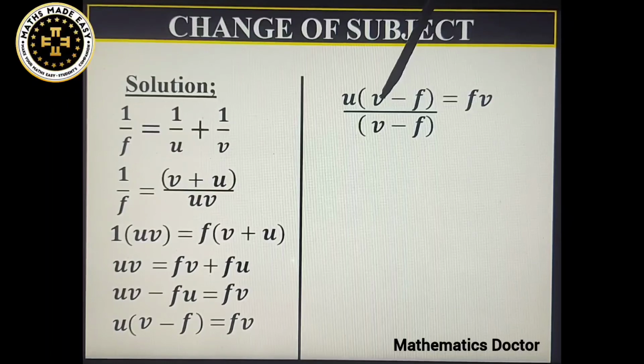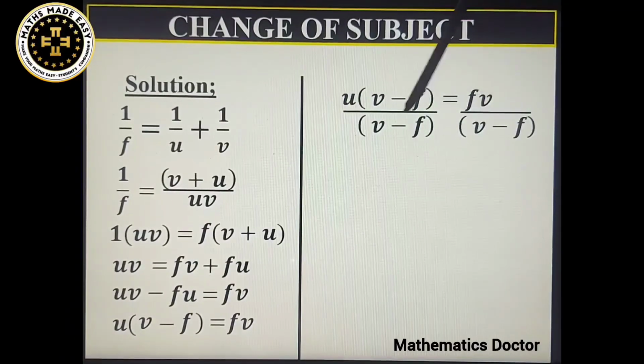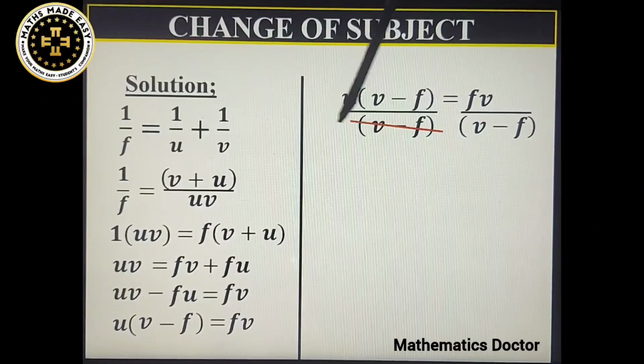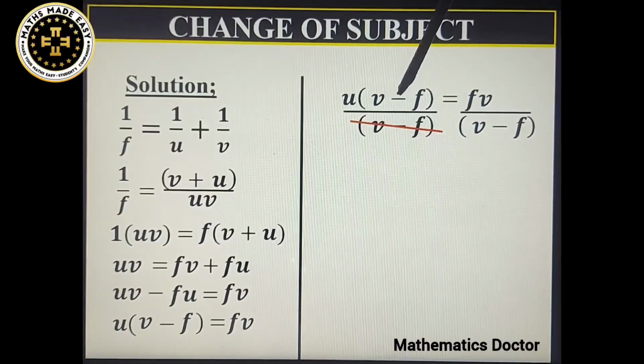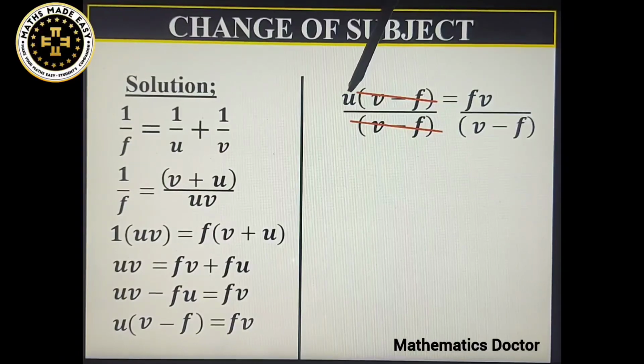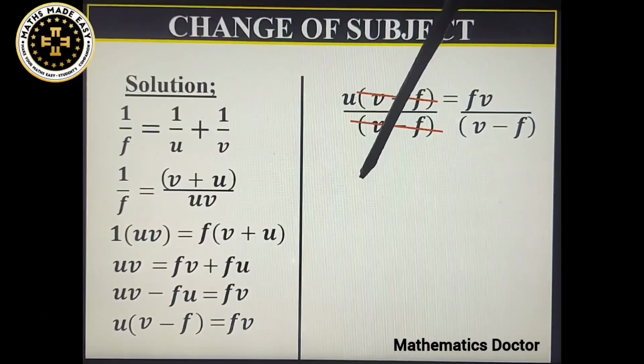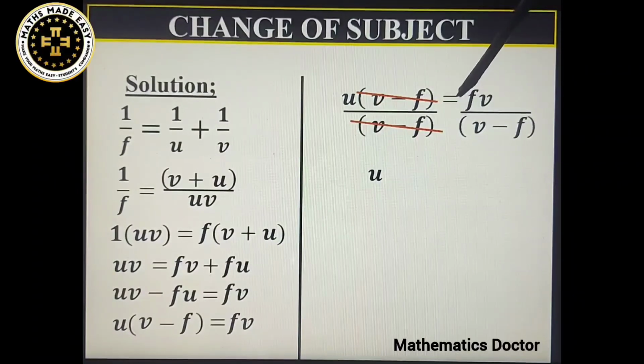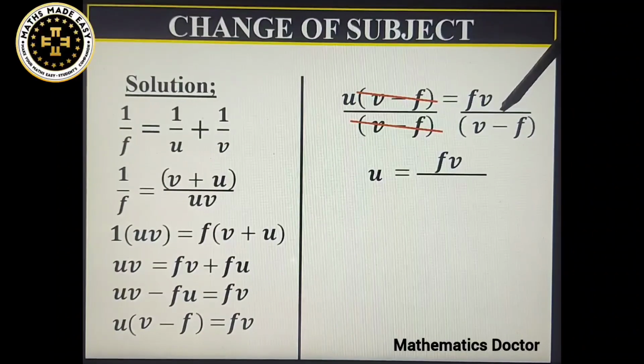Then whatever you do at the left-hand side, please do the same thing at the right-hand side because of the equal sign. It is an equation. So we divide fv also by v minus f. Now the reason for dividing is to cancel out. So v minus f at the denominator will cancel itself, and v minus f at the numerator will also cancel out. They cancel each other to give 1. So 1 times u will remain with u. So u will be the only term or the only variable or letter remaining. So write u, bring the equal sign, the term here is fv divided by v minus f.